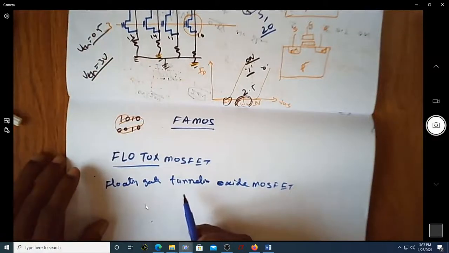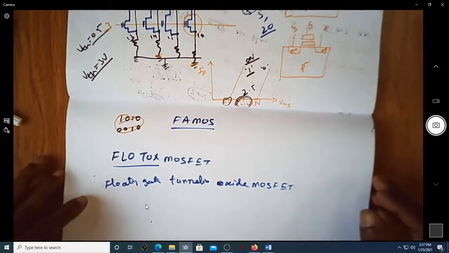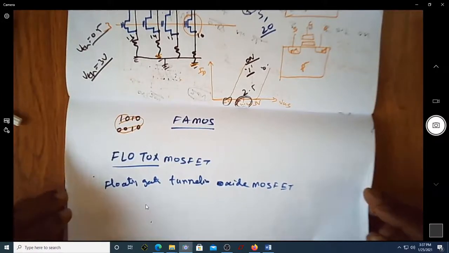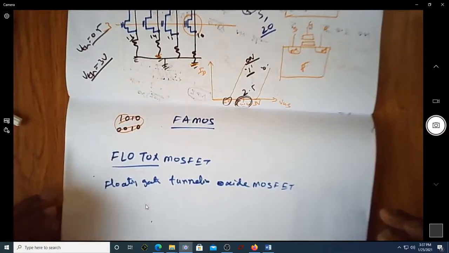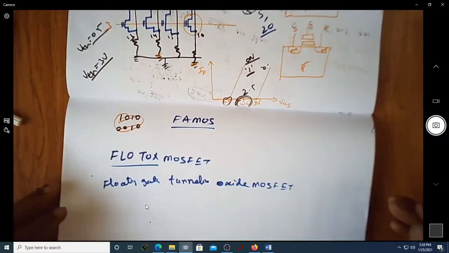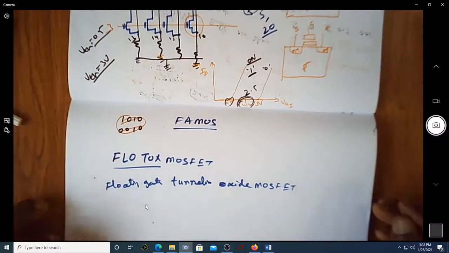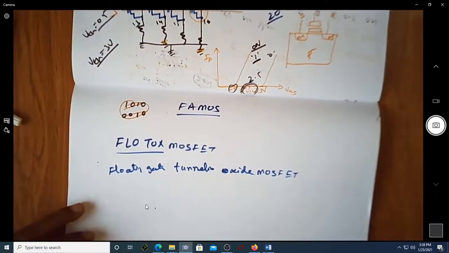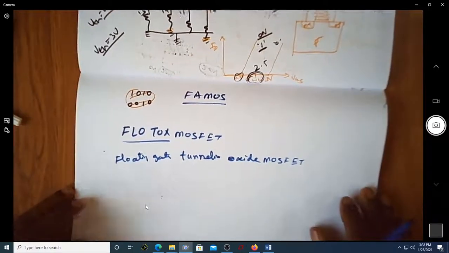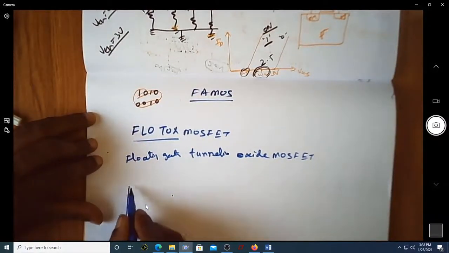Here this is also a floating type of MOSFET. Only the structure used will be slightly different, and the main advantage of this particular type of Flotox MOSFET is that the threshold voltages can be increased or brought back to the earlier value using electrical voltages. There is no need to expose the devices to ultraviolet rays, so we can increase the lifetime of the devices.